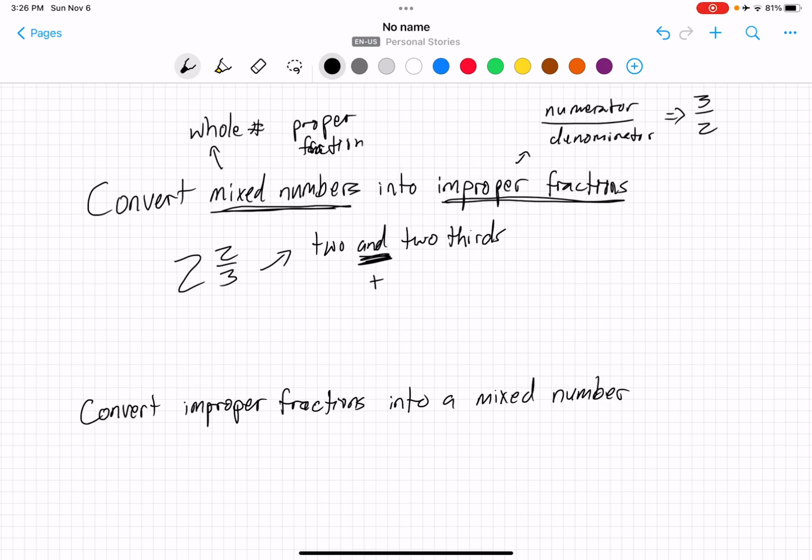So once I know that the word "and" means addition, I can separate this equation. I can say 2, and let's do it in a different color, I can say the number 2 plus 2/3. Well, that doesn't seem to help us very much at this time until we remember that any number divided by 1 is itself. And we talked about this in the past.